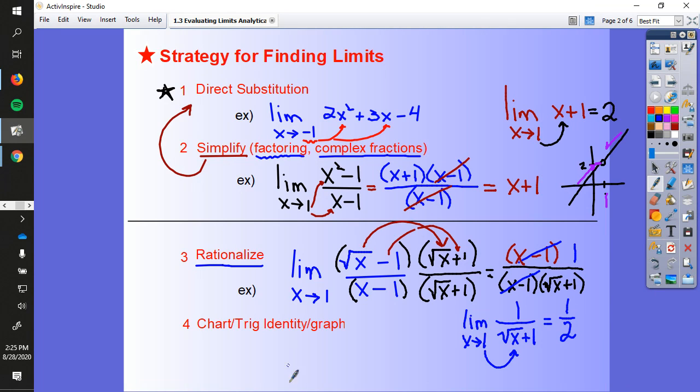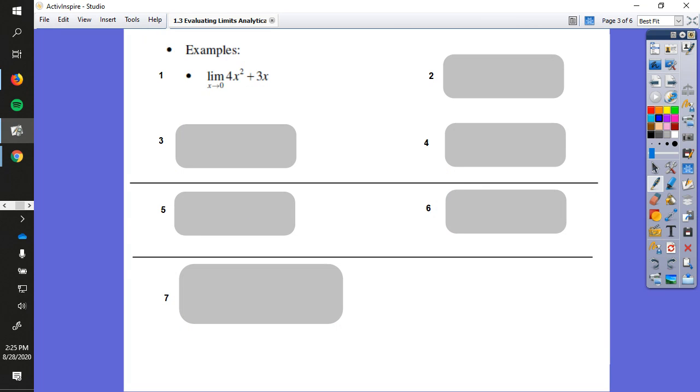Now, I didn't show you an example of a complex fraction right here, but we will as we go through some of these problems, so you can see that. Trig identities and those kinds of things we'll actually look at as well. Those are part of the lesson coming up. So let's go ahead and look at some examples here, and I'm going to bust through them really quickly and not talk too much about them. So this would be a good time to pause and work through.